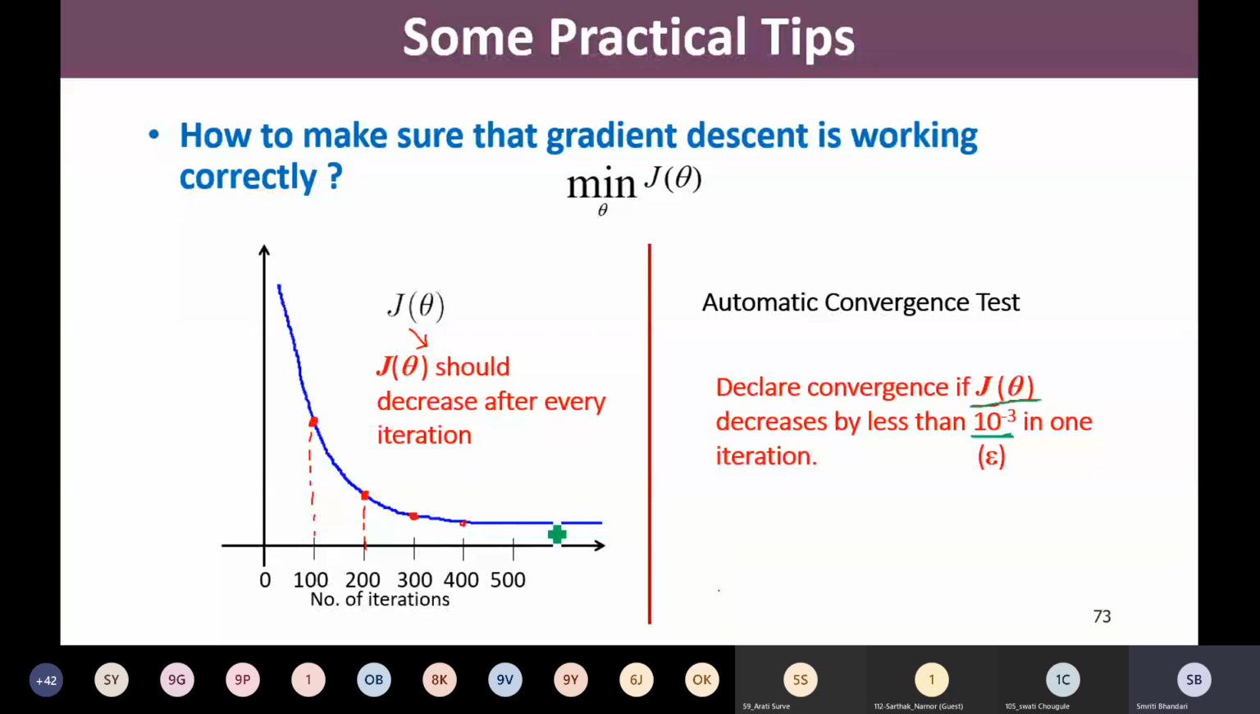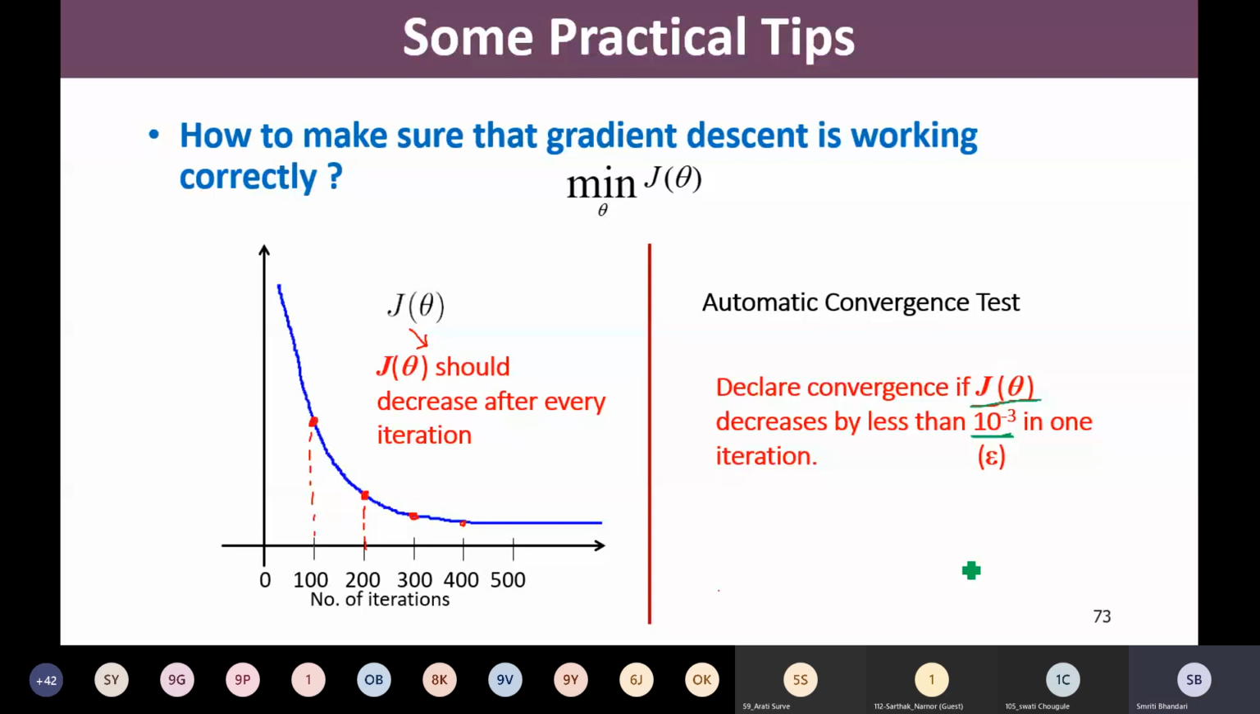So no doubt I am monitoring J of theta after every iteration, and whenever I find that J of theta has decreased by less than this epsilon, that is a threshold, in one iteration, then we can infer that there is no significant decrease in the value of my cost function J of theta, because if I compare two values of the successive iterations, then the difference is less than this small threshold.